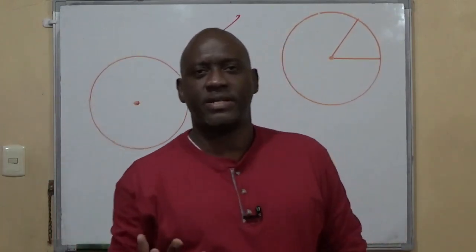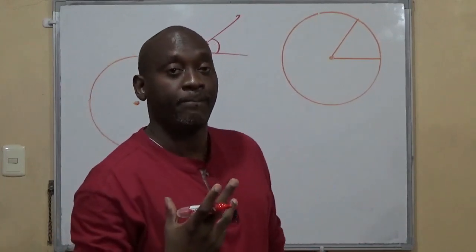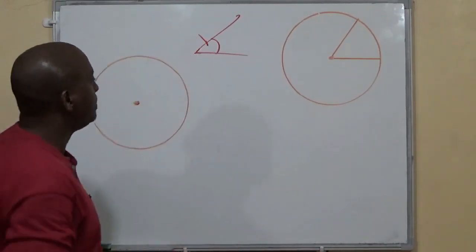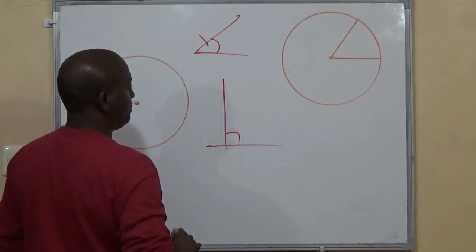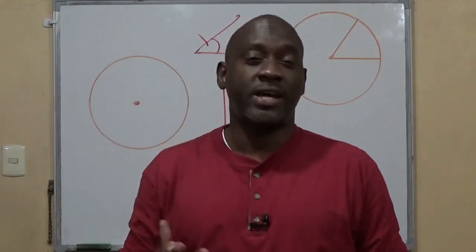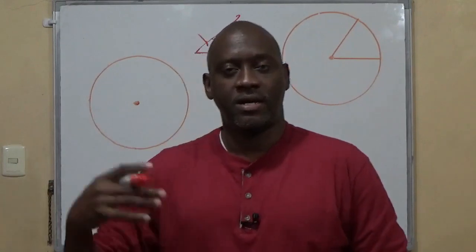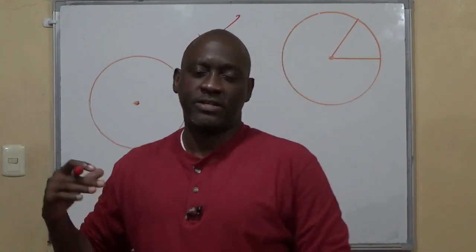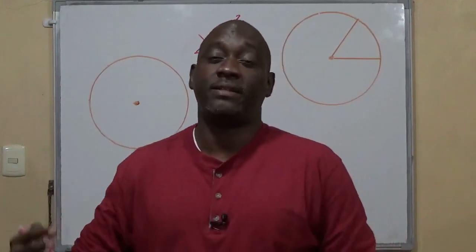There are different ways of measuring angles, the most common of which is the degree. So we know, for example, that there are 90 degrees in a right angle. We know that there are 180 degrees in a triangle. We know that there are 360 degrees in a circle, 360 degrees in a quadrilateral, etc.